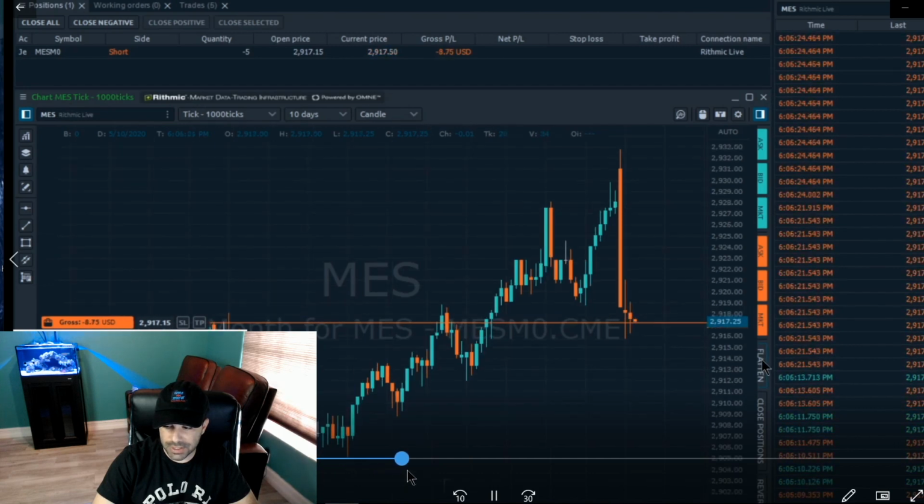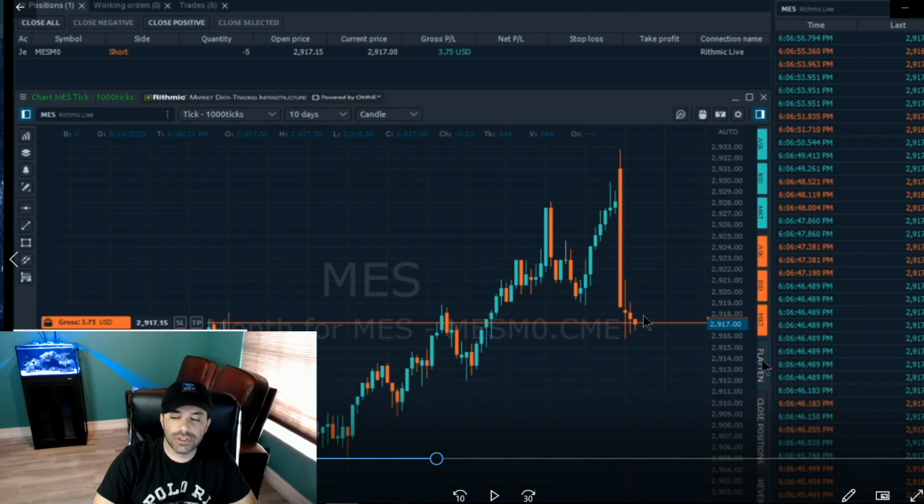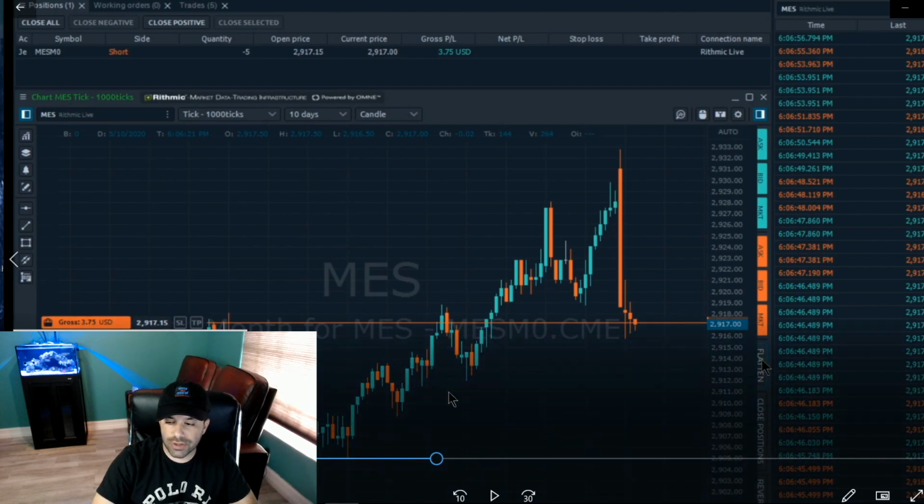We'll fast forward here a little bit because this is a 12-minute trade. I have 5 contracts, so at this point, each 1-point move, so from 29.17 to 29.16, that would be $20. So each 1-point move is going to be $20, okay?